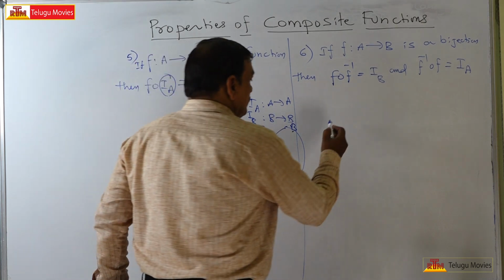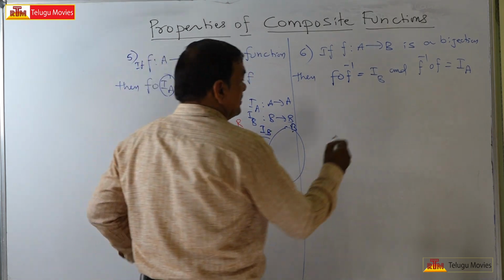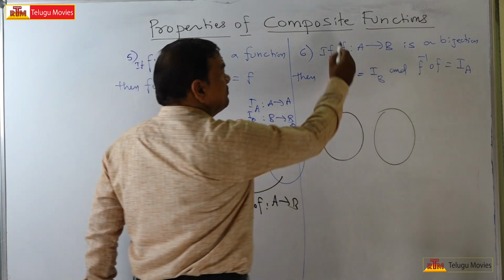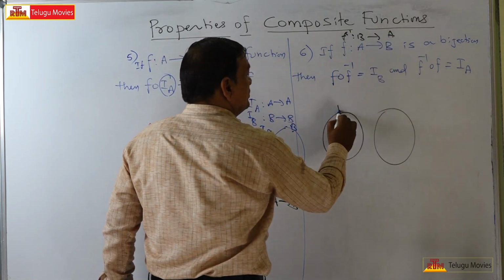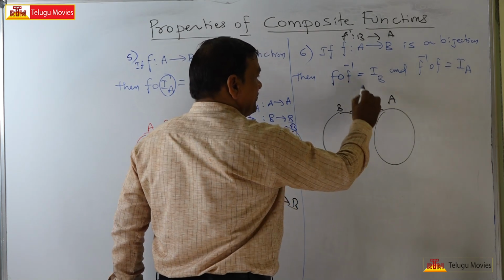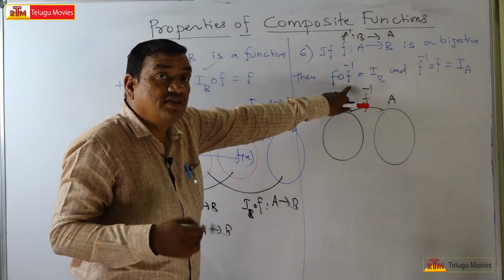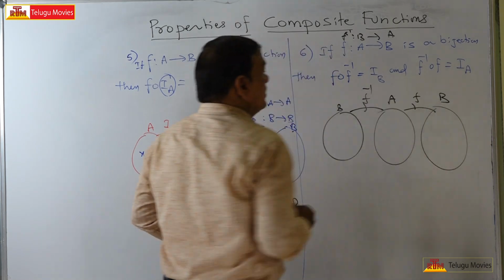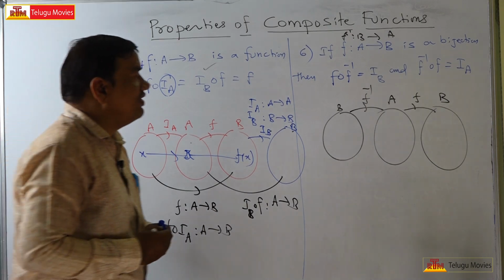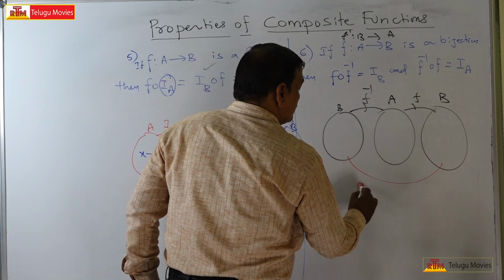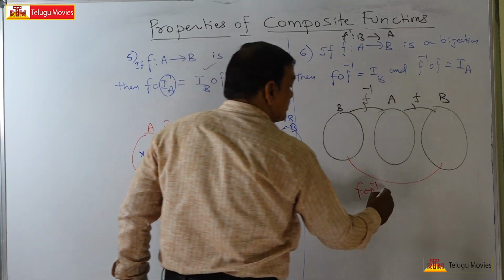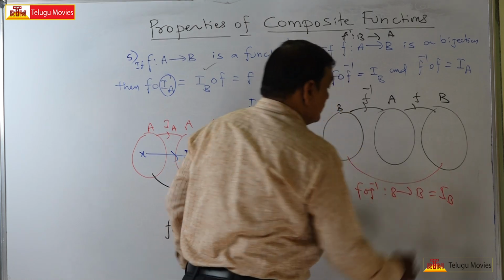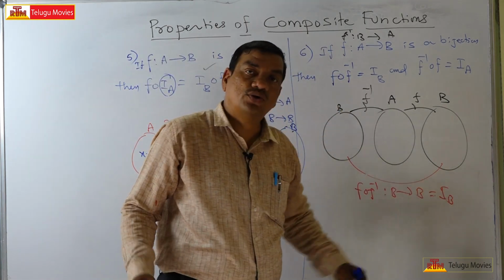Now see here, there are two sets here. First you have to write down f inverse. f inverse means what? f inverse is from B to A. Whenever you are writing, first you have to write down the second function, f inverse from B to A. Again, this is f, a function from A to B. Then what will be the new function from B to B? f circle f inverse is from B to B, and it is given as I_B. Therefore, f circle f inverse from B to B is equal to I_B.